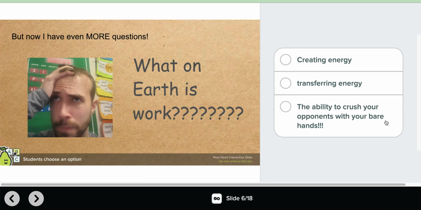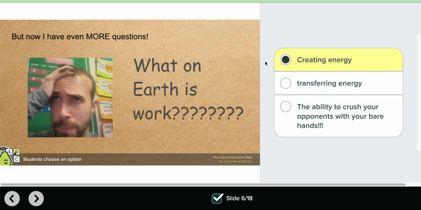Okay, I'm hoping you picked one of those choices, and the correct answer is transferring energy. That's essentially what work is when we're talking about science. So the funny thing is, I kind of put this one in here as something that we call a red herring, which is a trick. In my classes, a lot of people end up picking creating energy.